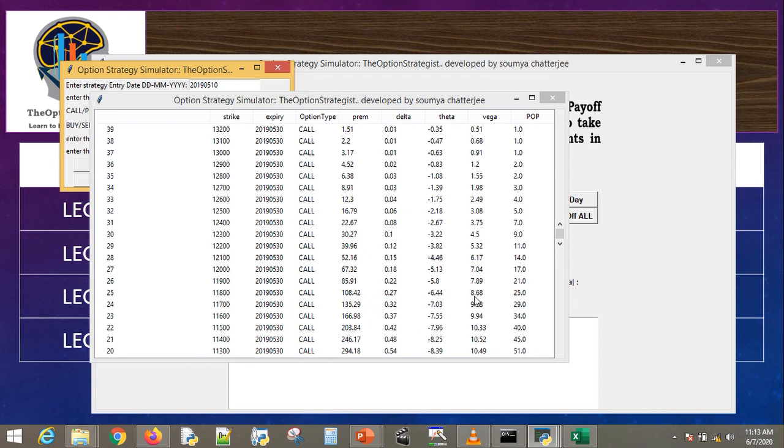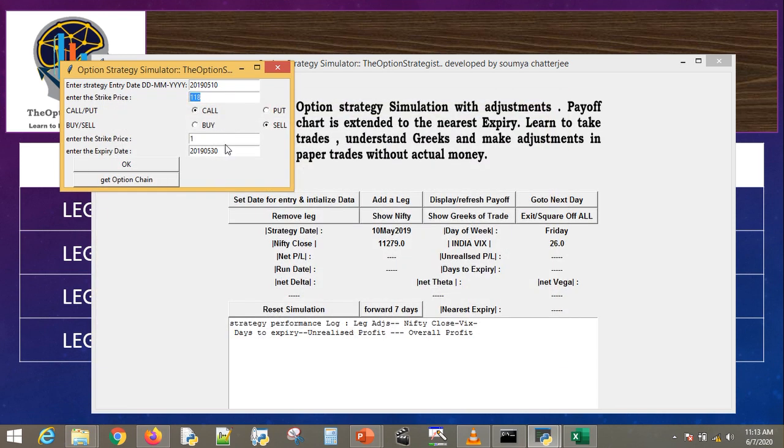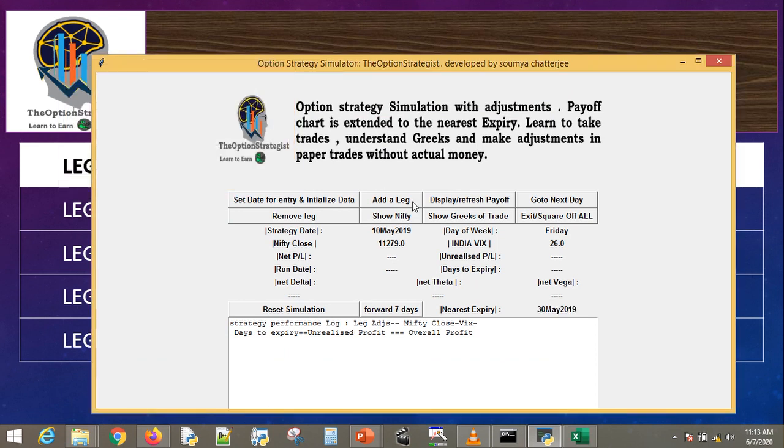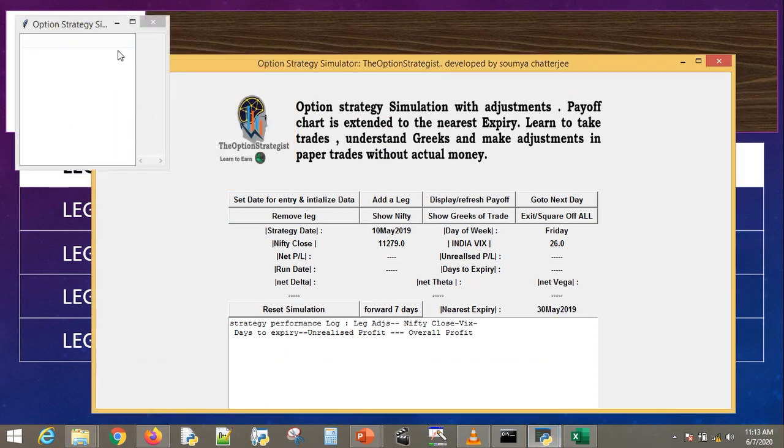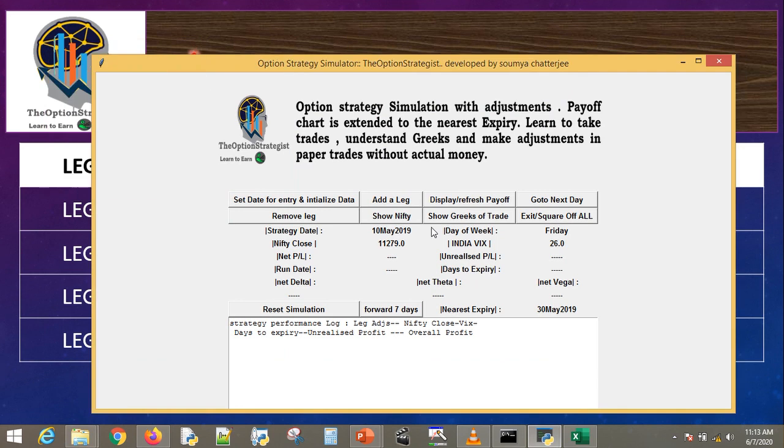We have a theta, we have a vega, and probability of profit. So let's go ahead with this 11,800, right? So we'll enter 11,800 at the call sell price. This becomes your first leg. So now we'll add it, and let's see how it looks after we add the first leg.